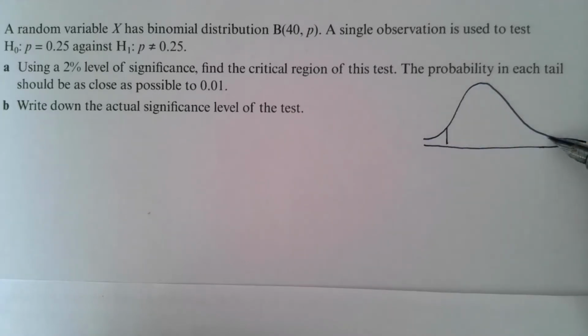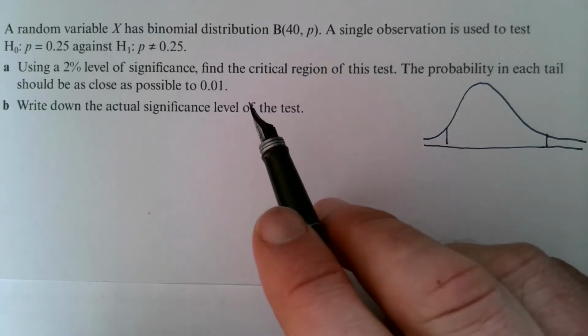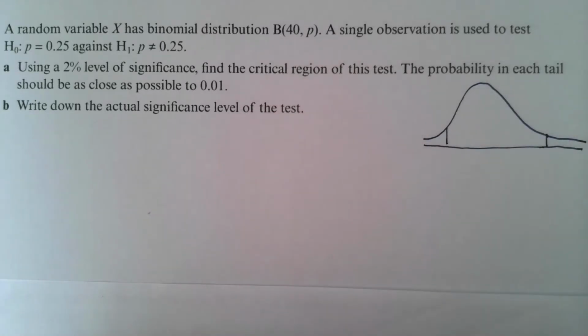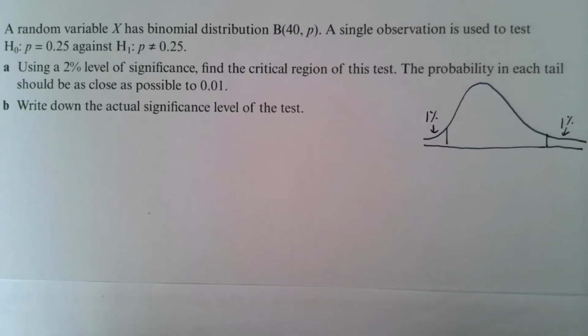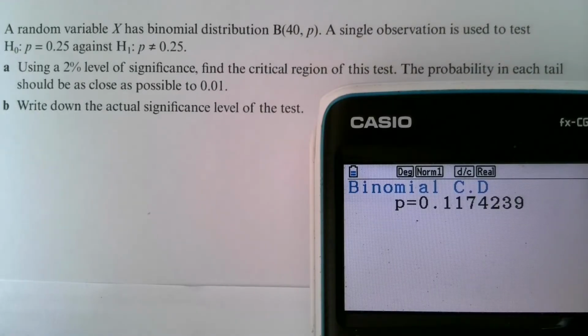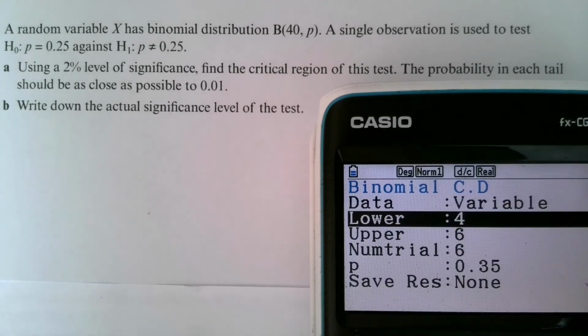Now it says, using a 2% level of significance, the probability in each tail should be as close as possible to 1%. So you're basically saying you've got two 1% significant tails. So you've got 1% up here, the top 1%, and you've got the bottom 1% down there. And so in order to find that, we need to have a little search on the calculator. So if it's only 1% that we're looking for, we'd probably start with something quite small.